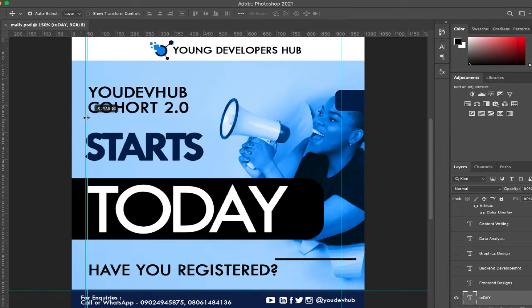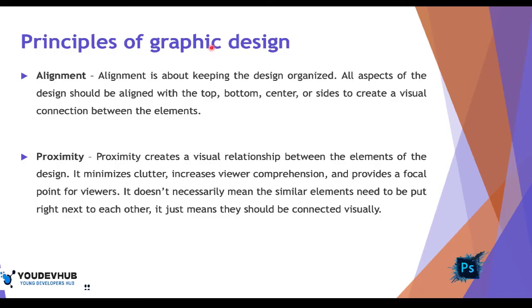You can see this line here that I'm moving. This line is what depicts where they are standing as a border for all of them, and we can see that they are all aligned to the left, whereas this for inquiries below is all aligned at the center, and we'll see young developers hub also aligned at the center. So alignment is a very important part of graphics that a graphics designer should take note of.